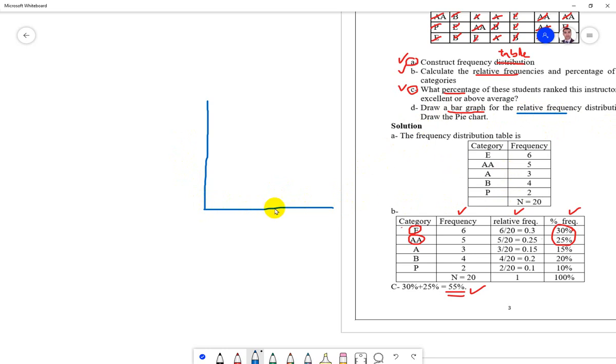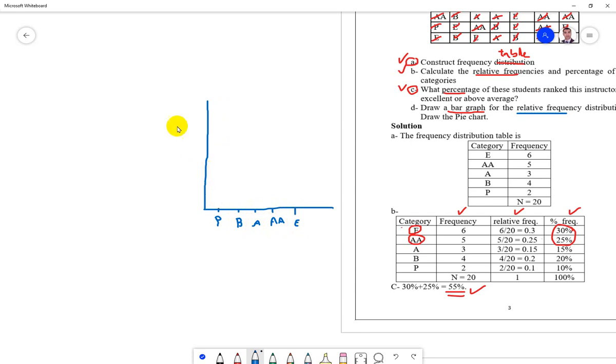So now put first the levels. Levels starting from P and then B and then A and so on. So now you can order or rank the levels because that is actually ordinal data. Okay, so the first one is P, second one B, third A, and then double A, and the last level E.